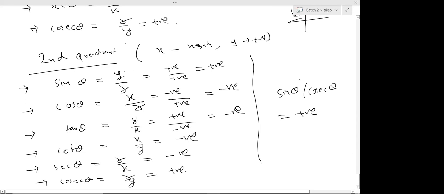What this means is, if the angle is from 90 to 180, if someone asks you sine 135, cos 120, tan 145, and so on, these angles are from 90 to 180. In these values, only sine theta and cosec theta give positive values. The rest of them give negative values. All right, this is clear.